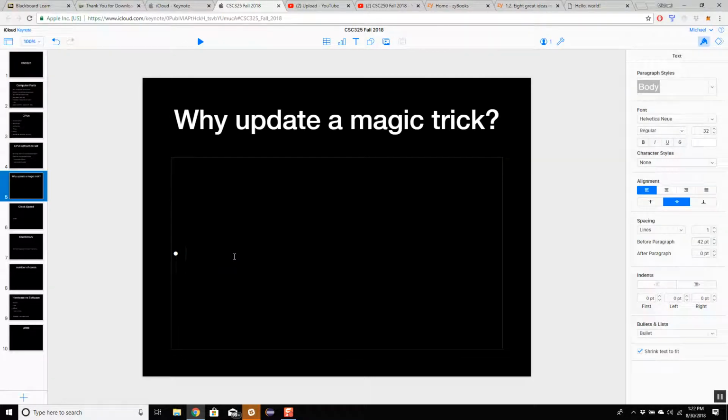Why update a magic trick? If it already works, why make changes to it? What are some other goals that we have in computer architecture today? Make it better. Okay, tell me about better. We walked into that one.